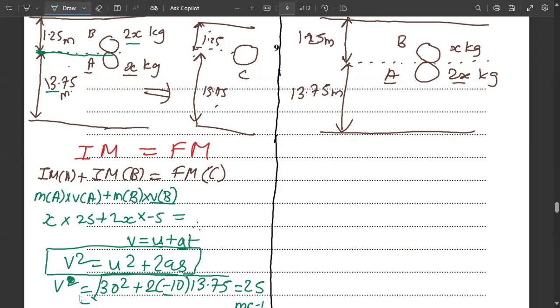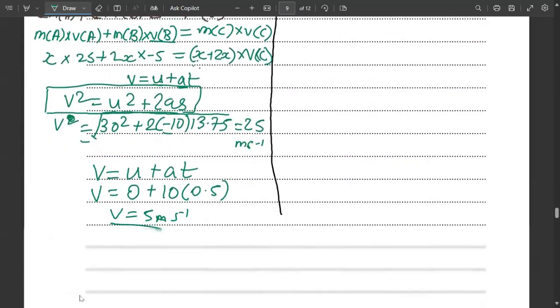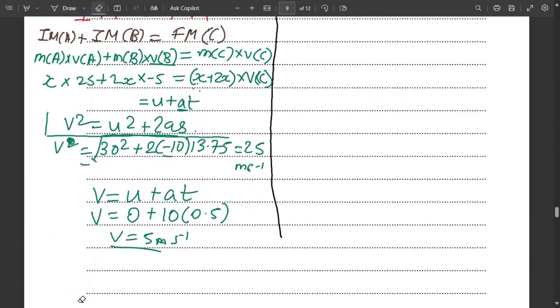So now we are done with this. Final momentum of C will be mass of C into velocity of C. So mass of C will be x plus 2x, which is the sum of the masses of A and B. And velocity of C, that's what we have to find out, because from that only we'll find out how much time it will take for C to come down and reach here. So now let me erase this.